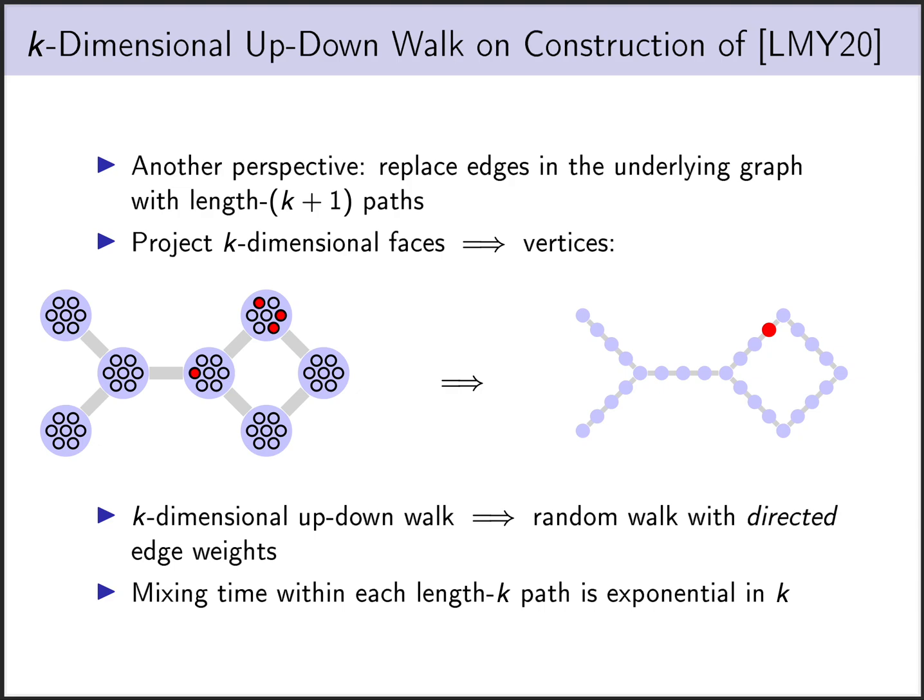Then we can project every k-dimensional face down, so we can in fact project the k-dimensional up-down walk down to this graph on the right. And here's what that looks like. So on the left, we're doing the up-down walk. On the right, we have the projection. And it's going to project down to a random walk on this graph on the right. But it's crucially going to be a random walk with directed edge weights, such that the mixing time within each of these length k paths is on the order of 2 to the k. It's going to be exponential in k. So the edge weights are going to ensure that. That was the intuition we saw with the hypercube.